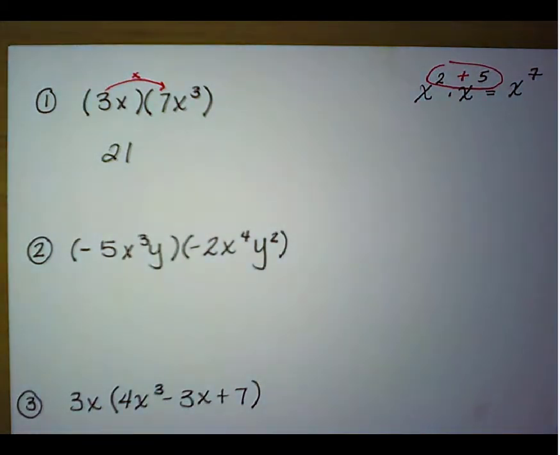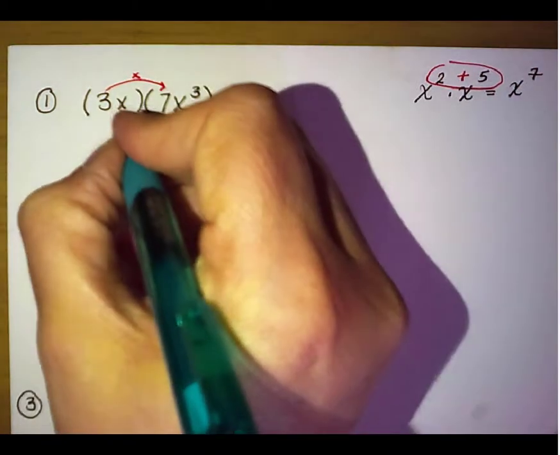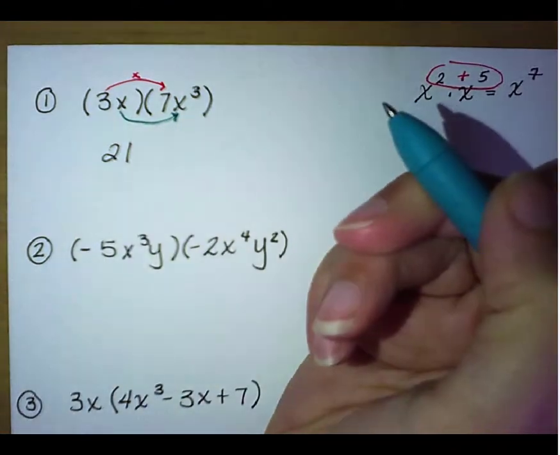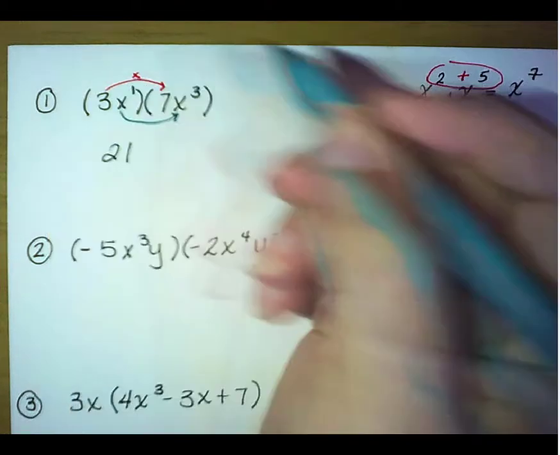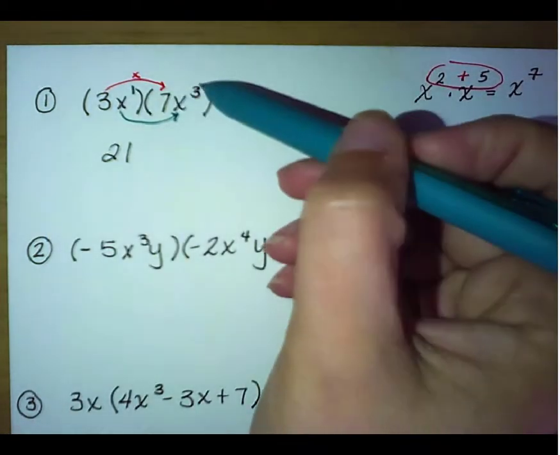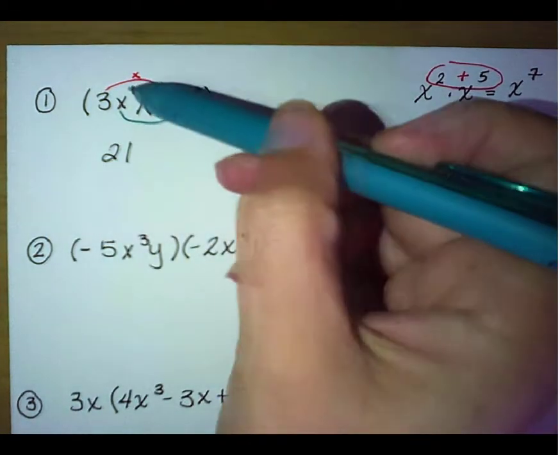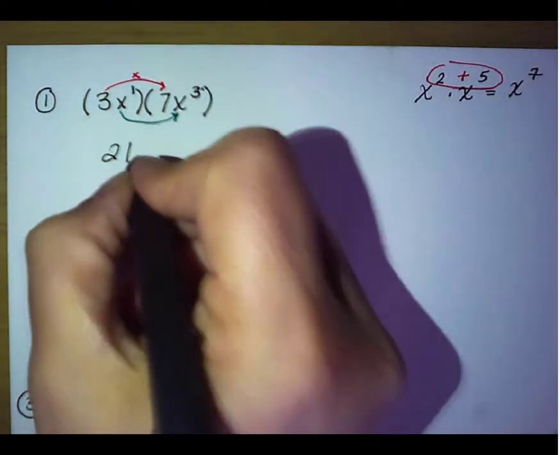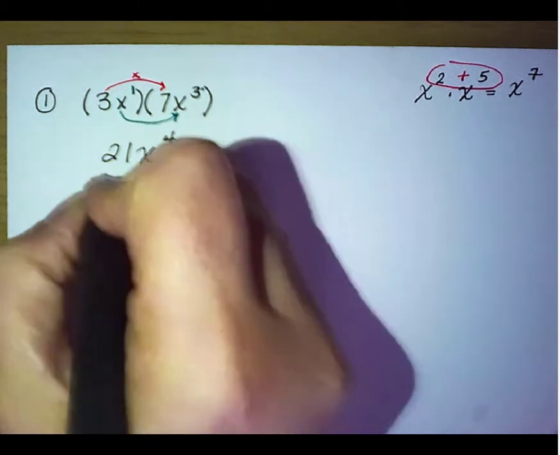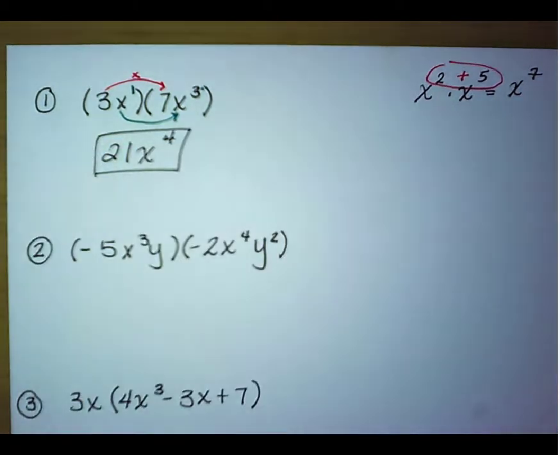And then we're also going to come in here and multiply the x's since those are alike. Now again, when you're multiplying variables, you're not really doing multiplication, you're adding their exponents. The x has an exponent of 1, this x has an exponent of 3, so we would do 1 plus 3, which would give us 4. So this would be 21x to the fourth, and that is what we would get when we multiplied those two monomials, or single terms, together.